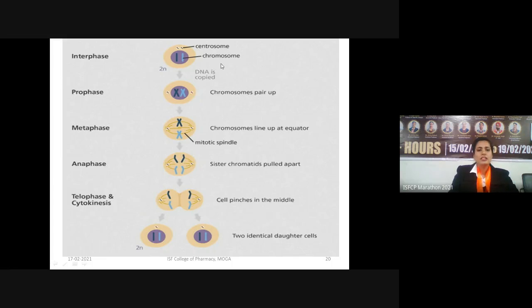Then it is followed by the metaphase. Here the mitotic spindles are also present, and the chromosomes line up at the equator, at the center of the cell. During the anaphase the sister chromatids are pulled apart to the opposite poles. And last is telophase and cytokinesis. During this phase the cell pinches in the middle, which results in two identical daughter cells.